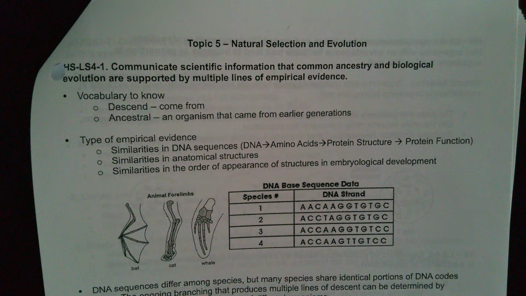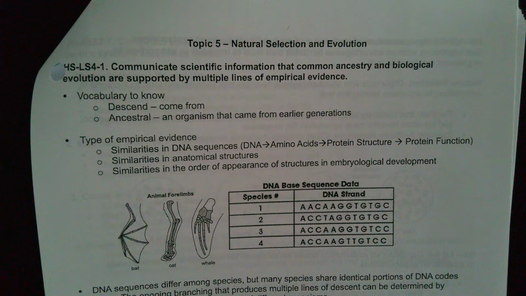The first word is descend. You might also see this word as descendant. Once you find that root, that's going to help you understand what the word is. Descend means to come from. Next word we have is ancestral. You might see this as ancestry or ancestor. It's an organism that came from earlier generations.